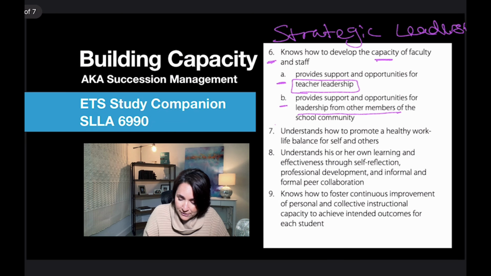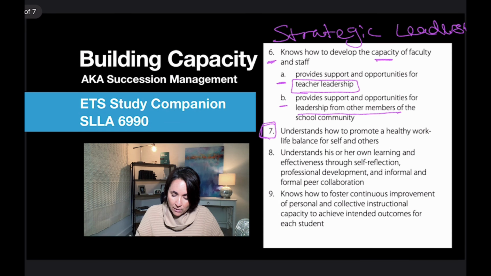It could also fall under, and I find this to be kind of an interesting category under strategic leadership, number 7, understands how to promote a healthy work-life balance for self and others. Delegating properly will help you get that work balance that you need, and then you're modeling that behavior. If you show your new assistant principals or your leadership team or your teachers who are around you how to delegate properly and how to build capacity in the building, they will pick up on that and they will be able to empower others to do the same. So it supports that. So those are the 2 places where I would throw this particular question.